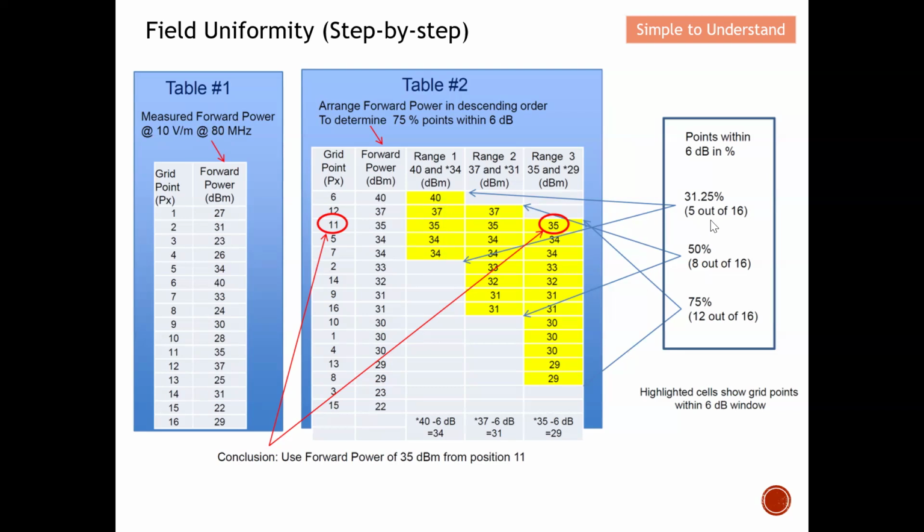Over here, I calculate it will be 5, and 5 cannot meet the 75%. After that, I will use the next highest, which is 37. Again, I minus 6, it will be 31. Again, I calculate this is just 8, so it cannot meet the field uniformity. Next, I go to the next highest, which is 35, and 35 minus 6 will be 29. From here, I calculate, hey, it's just nice 75%. So I conclude that the forward power of 35 dBm will be used, from position 11. Basically, this is how we do field uniformity.